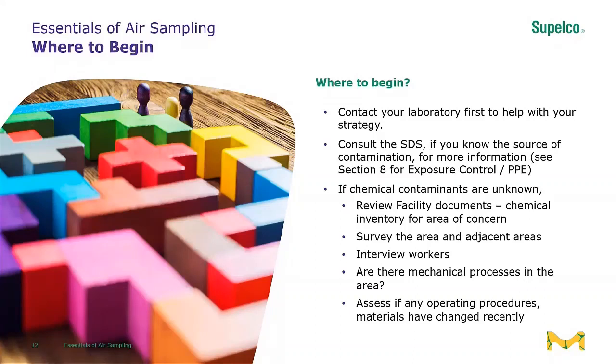Also in that area, have any mechanical processes changed? Have there been any changes to the maintenance protocol? Have there been any improvements or upgrades made? Are there any new processes in the area? Assessing those processes and the operating procedures in the area will also help give some idea as to where the contamination source is coming from. So those are important questions to ask when you're beginning your journey, and some ideas on where to look and what to do.